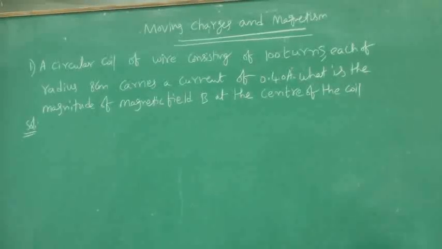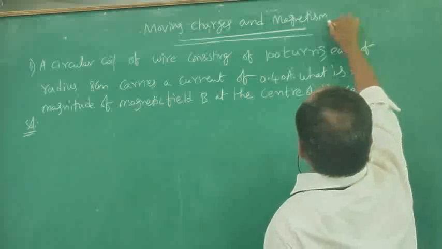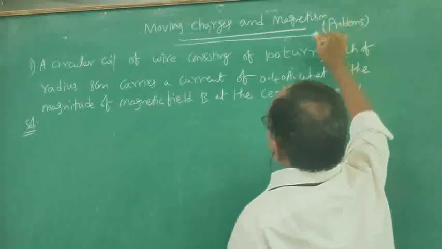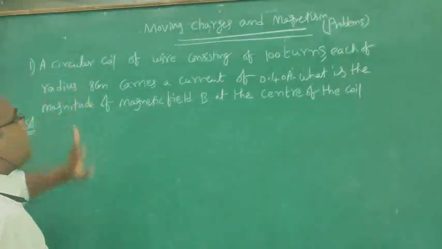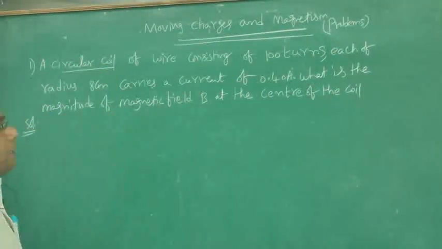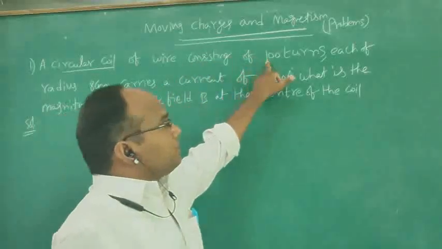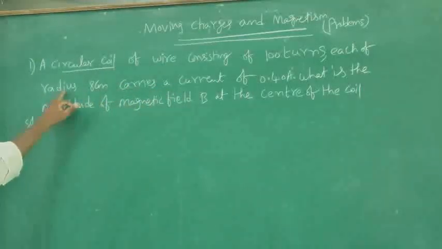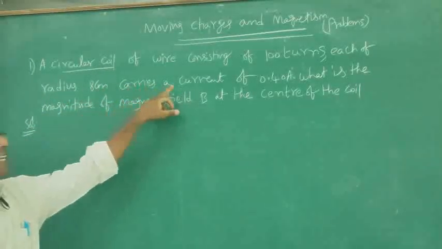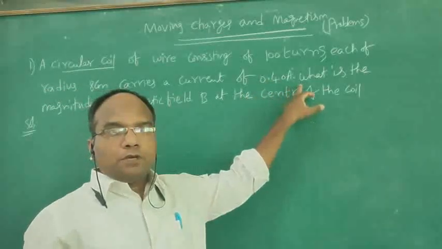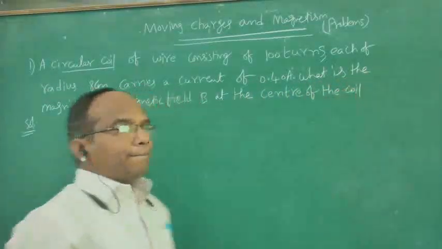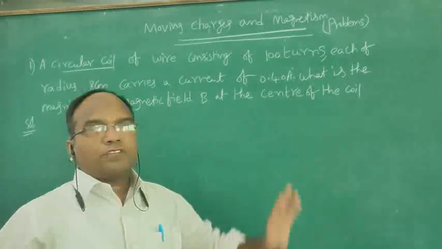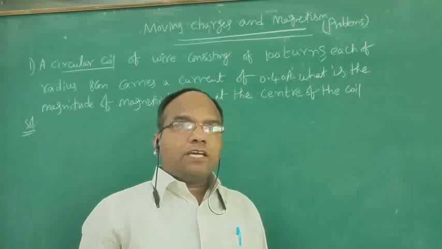Now, moving charges and magnetism, we have to do the problems. First problem, a circular coil. A circular coil consisting of 100 turns, each of radius 8 centimeter, carries a current of 0.40 ampere. What is the magnitude of magnetic field B at the center of the coil?